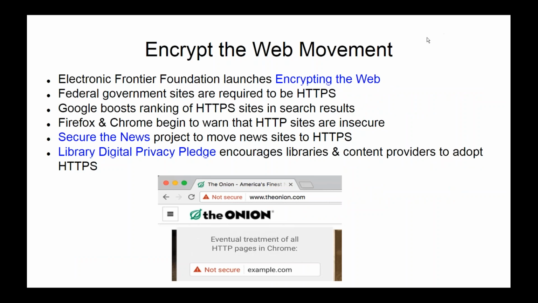There's a big movement to encrypt the web, and here's some of the people who've been involved in it. I'll just focus on the last bullet point. There was a library digital privacy pledge that came out last year, 2016, that encouraged libraries and content providers to adopt HTTPS, and there is some movement being made. Next slide.